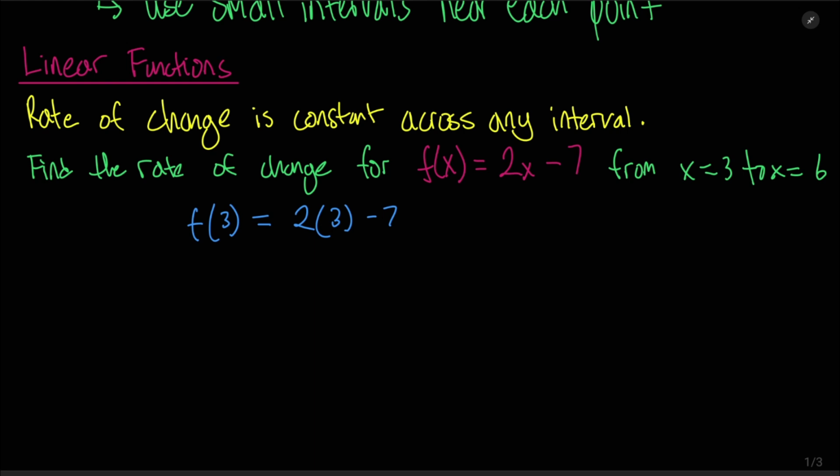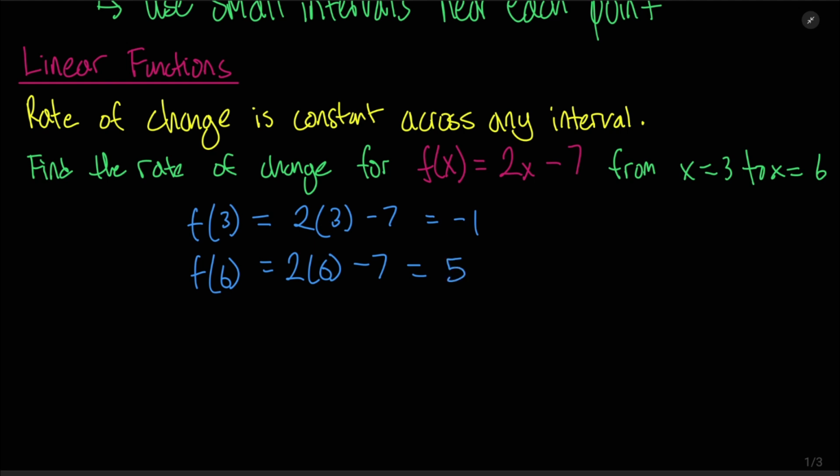So what's 2 times 3? That's 6, minus 7 is -1. Okay. And now we're going to have f of 6, which is 2 times 6. Or sorry, let me write that down. 2 times 6, which is 12, minus 7. What's 12 minus 7? That is 5.